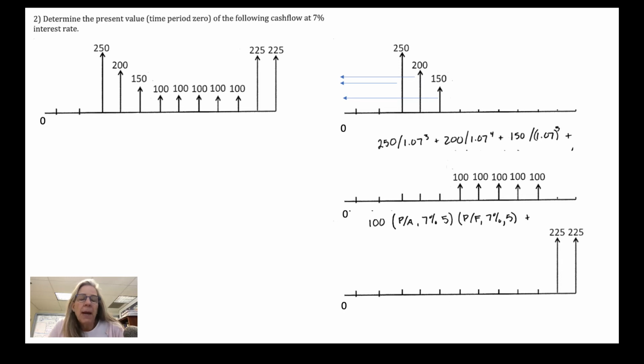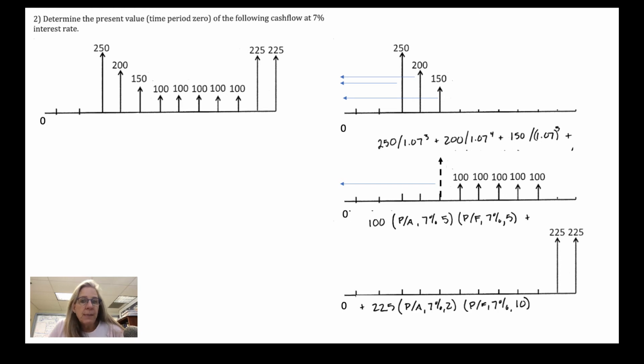So the next one, I see that $100 a time period for 5 time periods is a pattern, which is an A pattern. So I want to calculate the P given A of that. So I'm going to take the $100, multiply it by P given A, 7% for 5 time periods. But the other thing I need to do, which will actually give me an equivalent present value right here, but I need it to be in time period 0. So I'm going to multiply it as if now that dotted line is an F value, and I'm going to multiply it by P given F, 7% for 5 time periods to bring it back to the beginning.